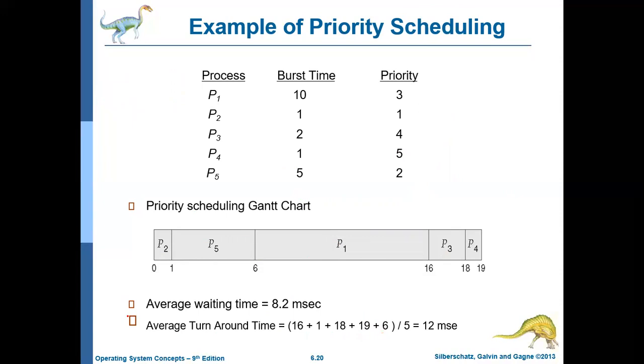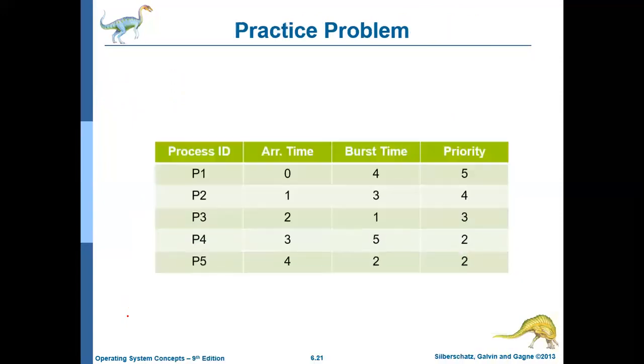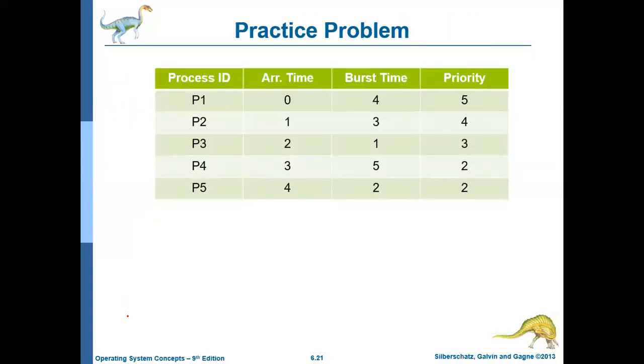Okay. So let us discuss one more problem. Consider these processes P1, P2, P3, P4 and P5. Now here the arrival time is also given. Let us assume P1 arrives at time 0, P2 at time 1, P3 at time 2, P4 at time 3 and P5 at time 4. And these are the burst times for each process. And this is the priority. P4 and P5 have the same priority.